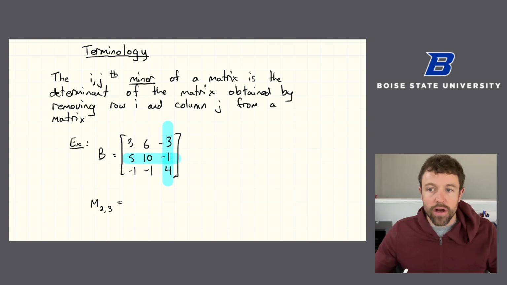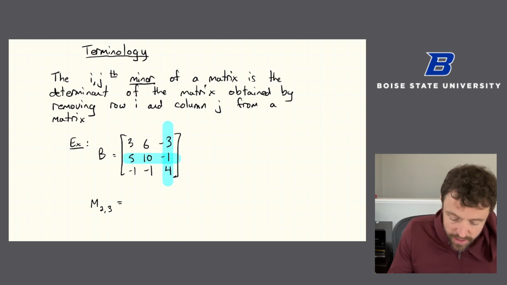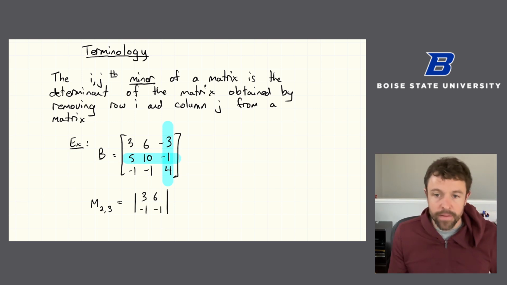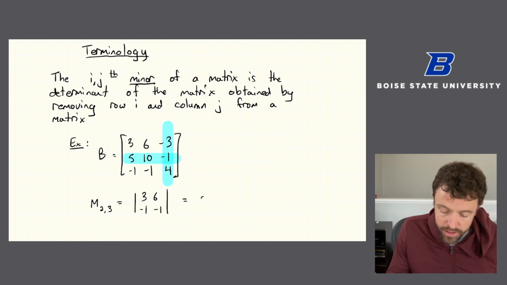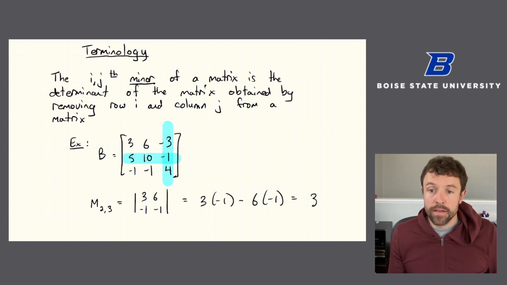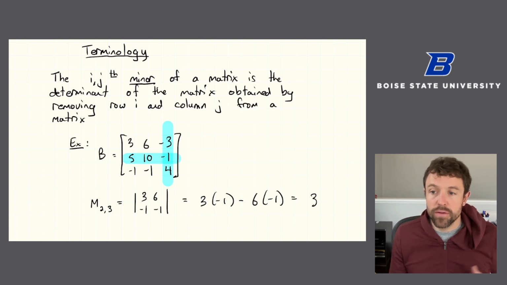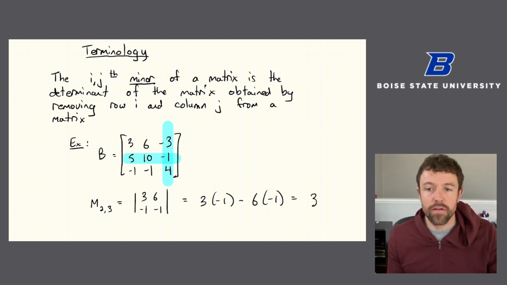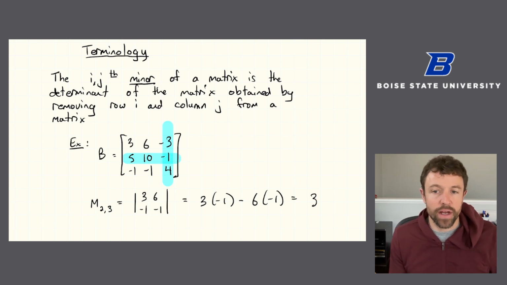Now, when you remove a row and column, you've removed equal amounts of things in rows and columns, so you do end up with a square matrix. And so I want the determinant of the matrix 3, 6, -1, -1, which is 3 times -1 minus 6 times -1, which is 3. So for this matrix, the 2, 3 minor is 3. So a minor of a matrix is ultimately a number. It's a determinant of a submatrix determined by removing a certain row and a certain column.